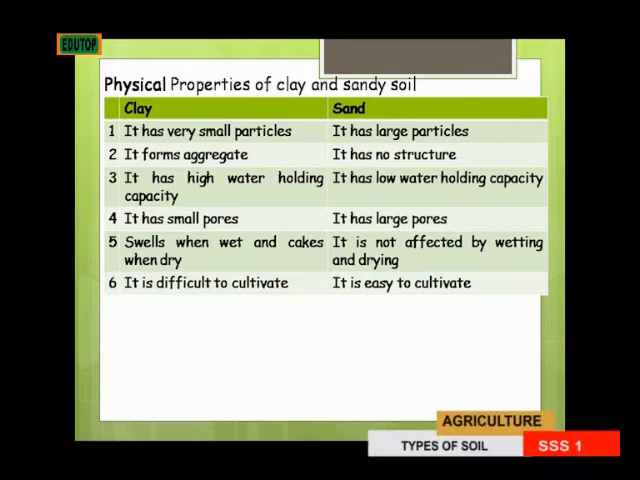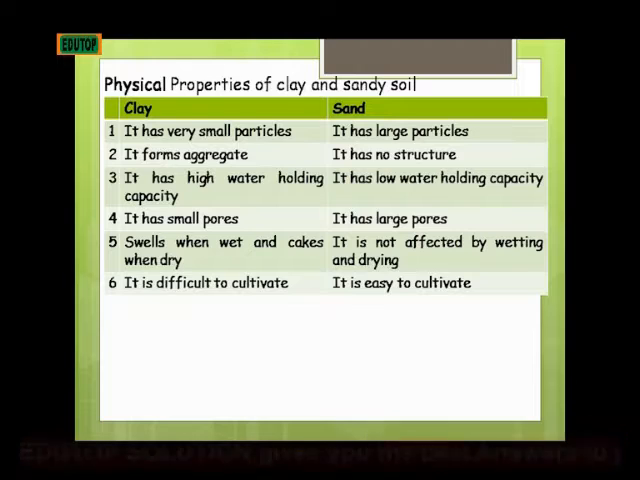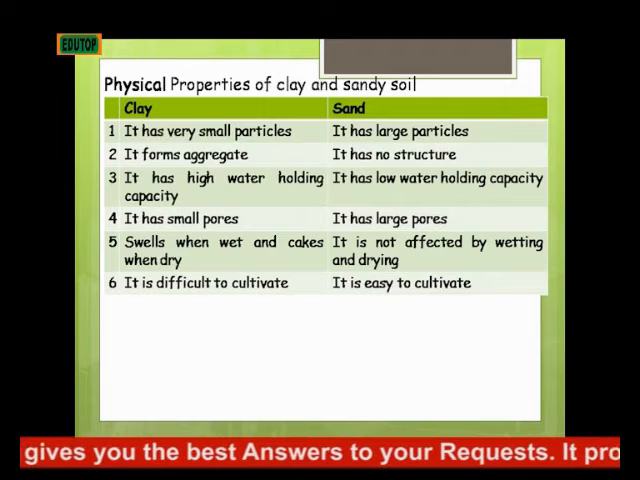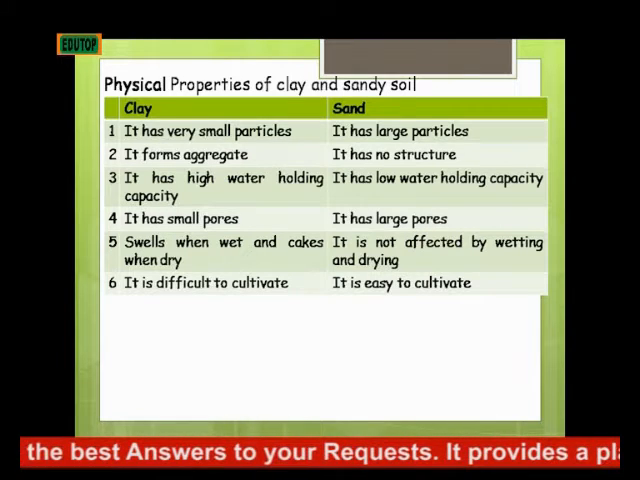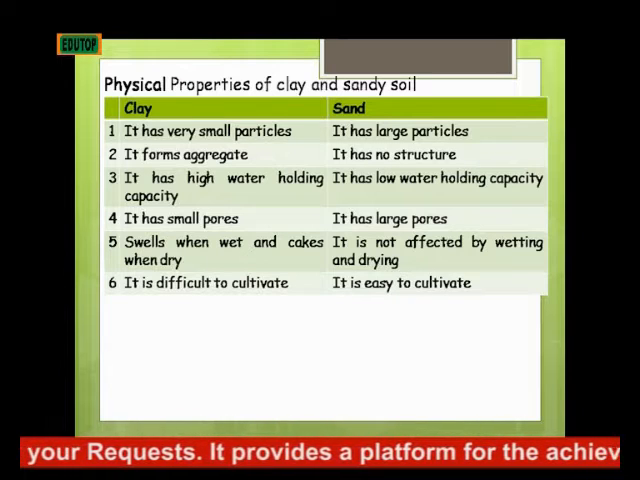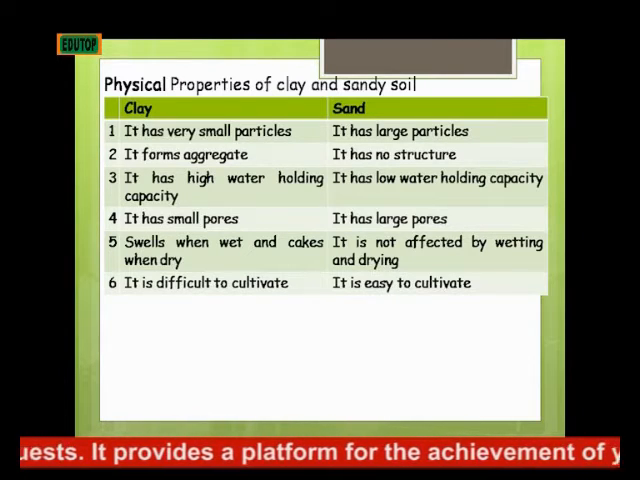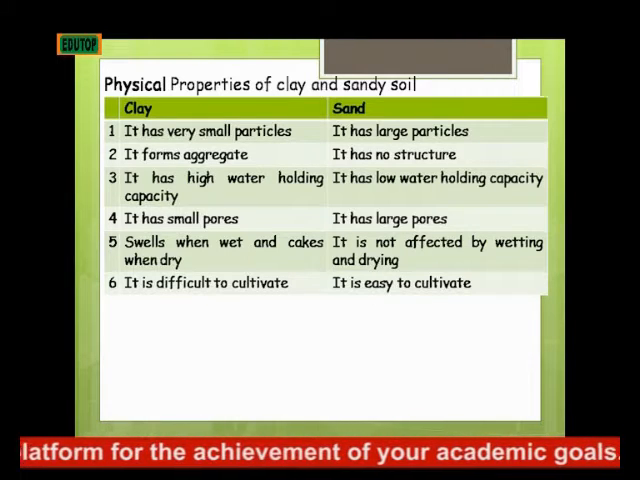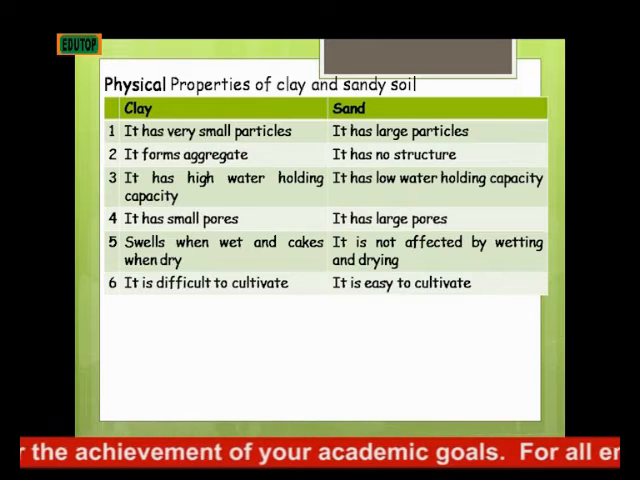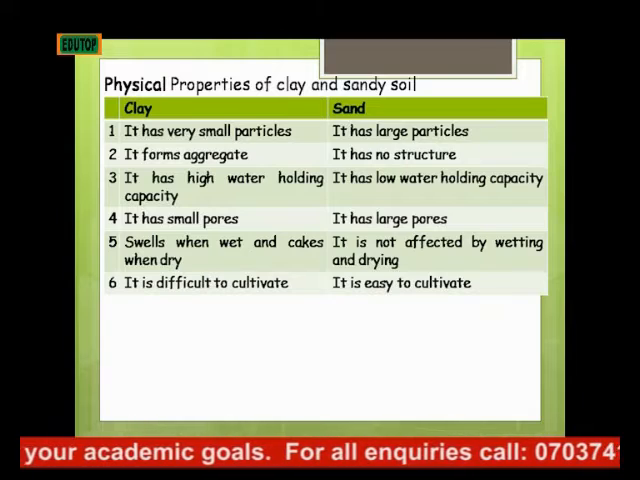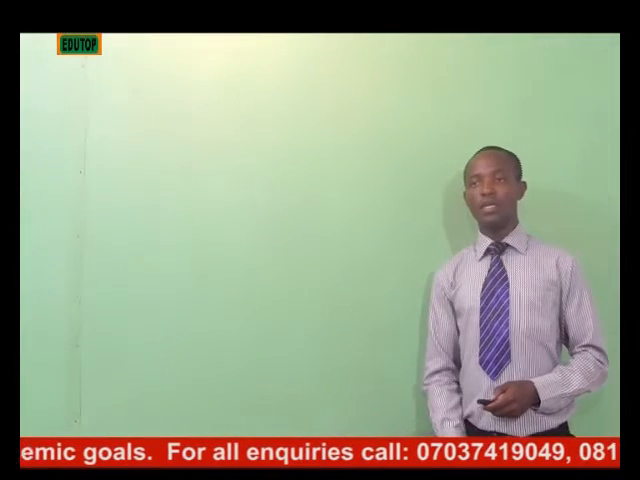Then the fifth property of clay is that it swells when wet, and then it cracks when dry. But sand is not affected by wetting and drying at all. If you pour your water, it does not have water retaining capacity at all. Then the sixth property of clay is that it is difficult to cultivate, while sand is easy to cultivate because it is not sticky.